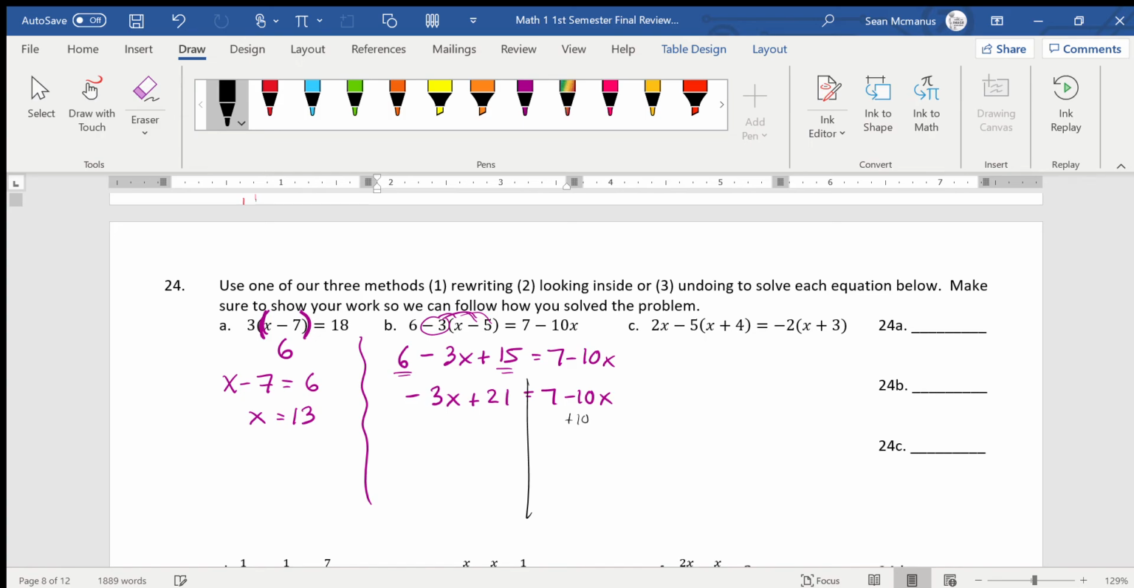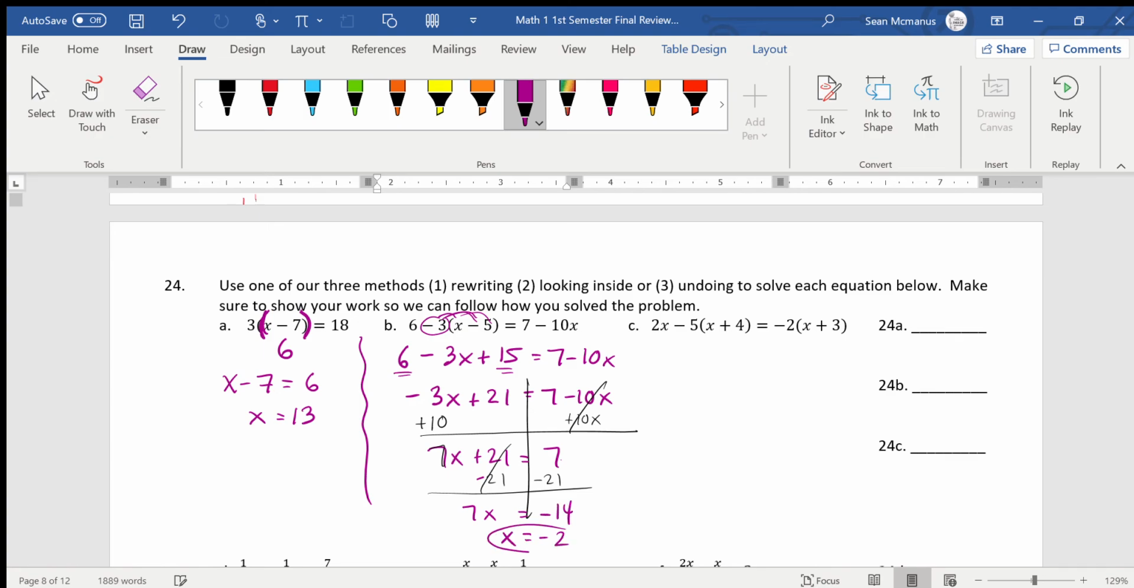So I'm going to add 10x to this side. Right? I want to get all the x's on one side. The reason I chose to do it that way is because if I add 10 over there, it goes away, and when I add 10 over here, it becomes positive. Right? I'd rather have positive numbers because it makes it easy to deal with. So 7x plus 21 equals 7. Now subtract the 21. They go away. 7x equals 7 minus 21 is negative 14. If I divide both sides by 7, I would get negative 2. Right? 7 times 2 is 14, but it has to be negative.